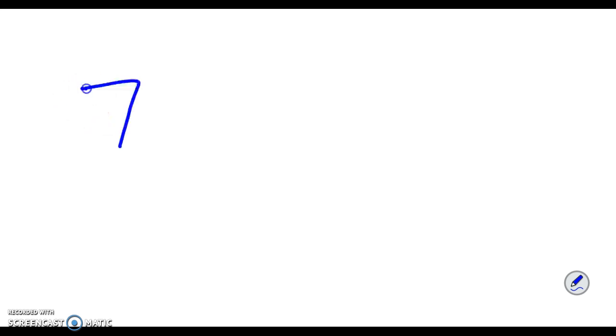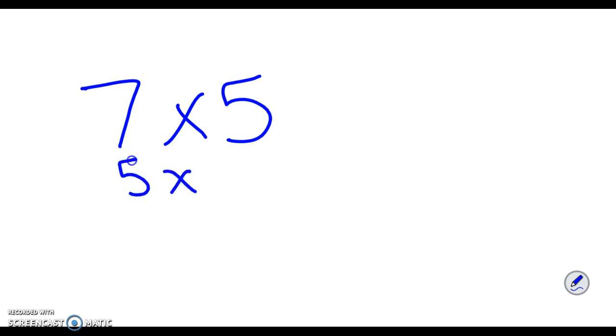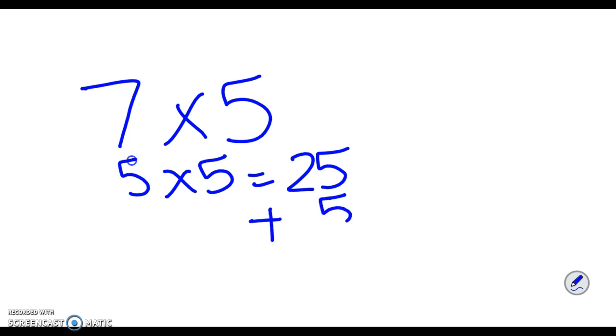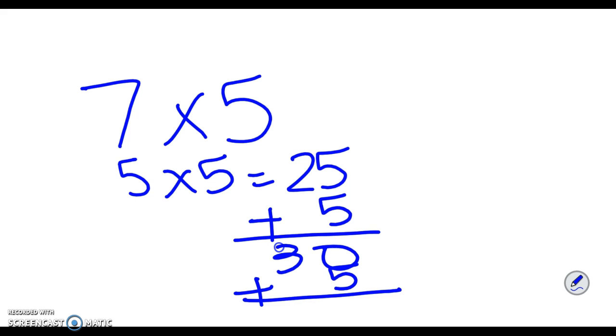Okay, so let's try one more and then I will give you your problem. Let's do 7 times 5. So then I could do 5 times 5, that equals 25, and then I'm going to add 5 two more times. So then I would say 30 plus another 5 is 35.